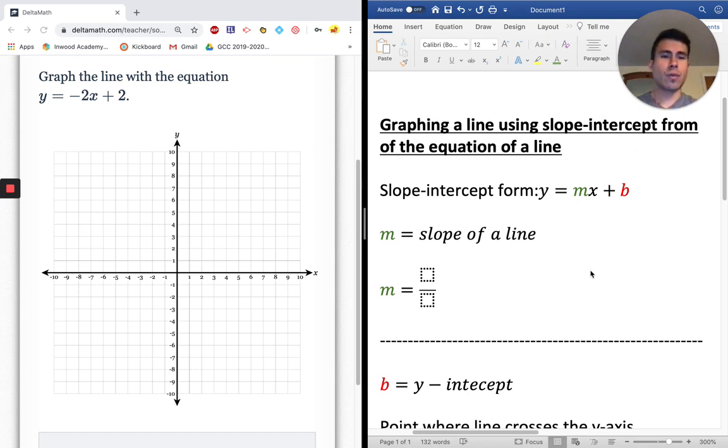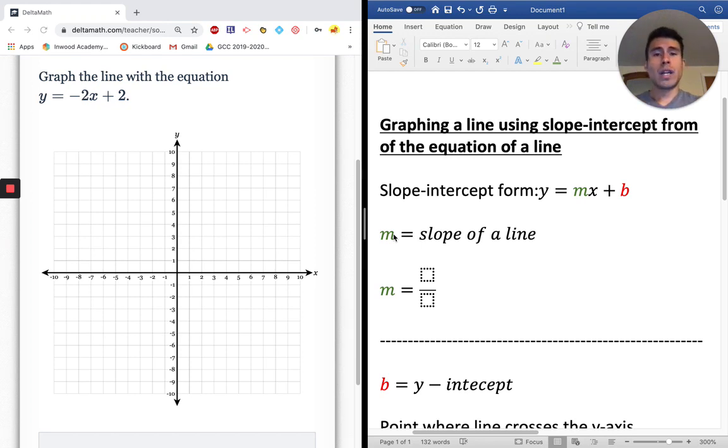So let's take a look at the right side of my screen. We have graphing a line using slope-intercept form of the equation of a line. Now, again, as we mentioned, slope-intercept form is y equals mx plus b. All right. We remember these letters, m and b. Now we have to think back, what do each of them mean? Well, m is going to stand for the slope of a line. So remember, the slope of the line is what we worked on last week, and we can use that to help us graph this line.